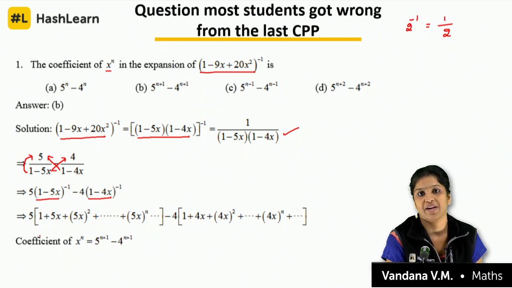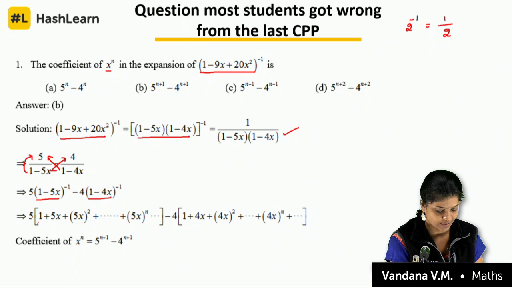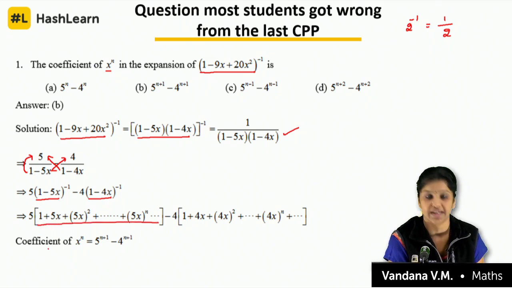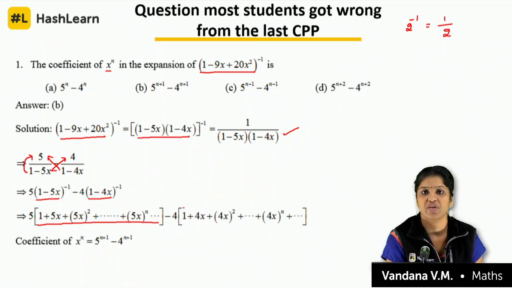Now you apply the binomial theorem. So what is the binomial theorem? Here also minus, here also minus. Minus into minus, all the terms I will get as plus. 1 plus 5x plus 5x square, like that. If you want, you check 5c0, 5c1, even though you will get the same thing.